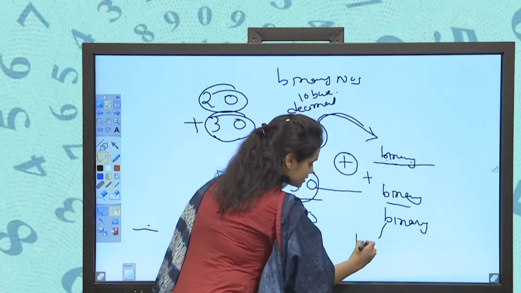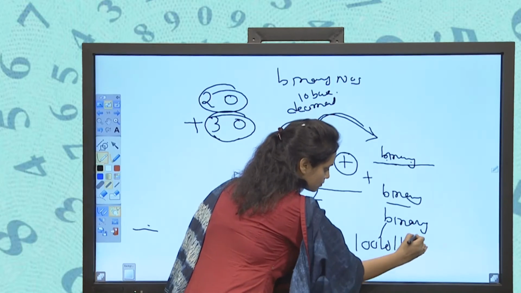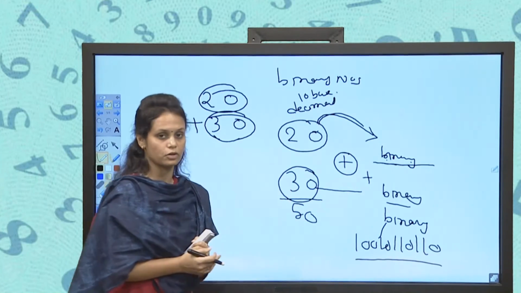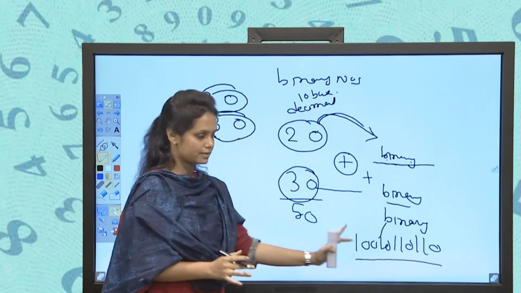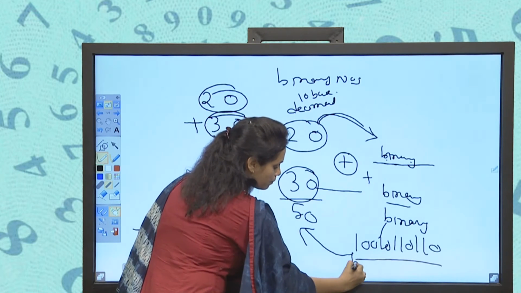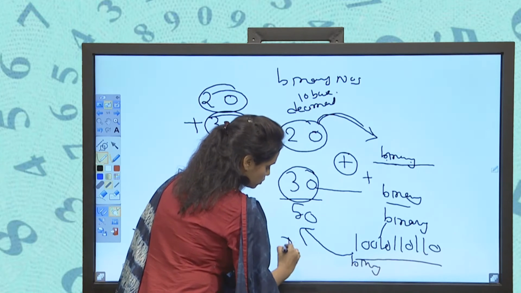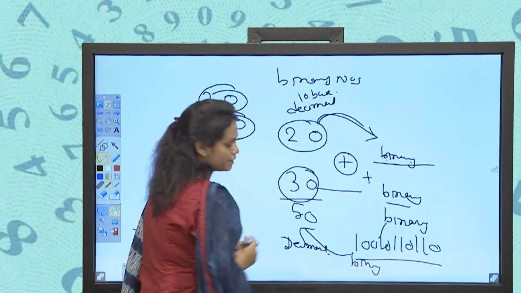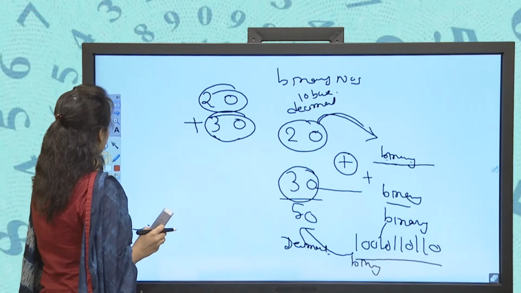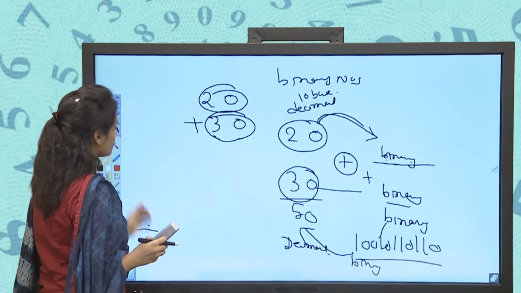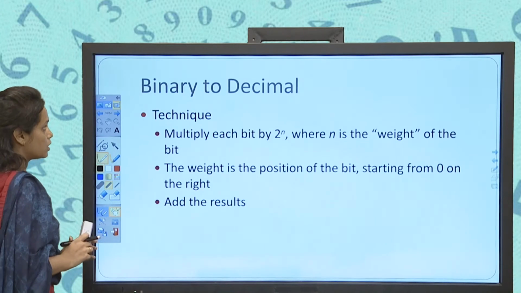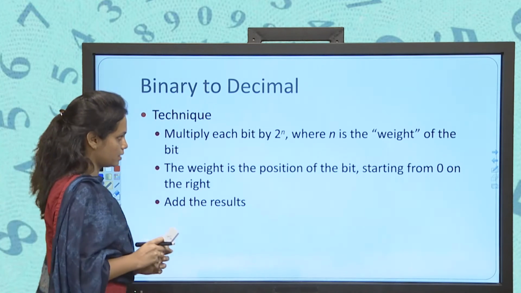Suppose it will give the answer like this. Can we understand? Is this the addition of 20 and 30? No, people cannot understand this, and that's why the machine will again convert this number from binary to decimal, fine, and that's why we start with our first conversion, that is how to convert the binary number to the decimal number.